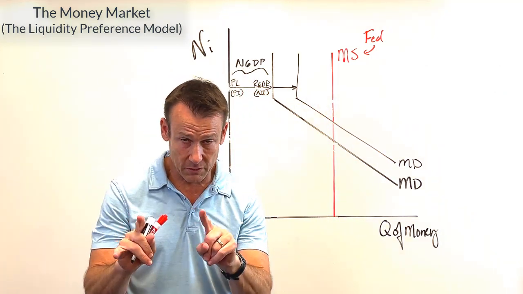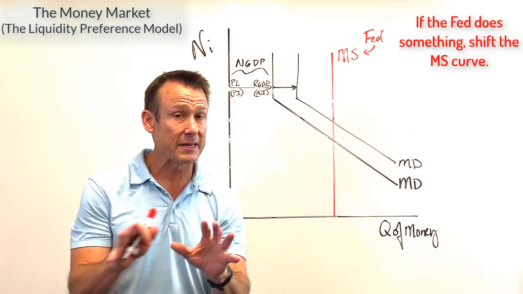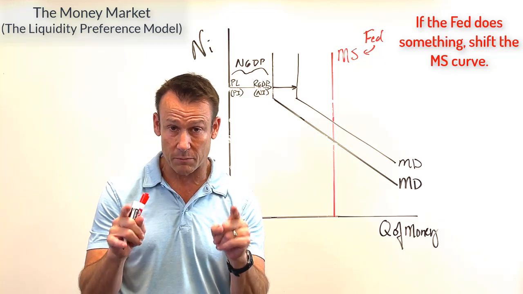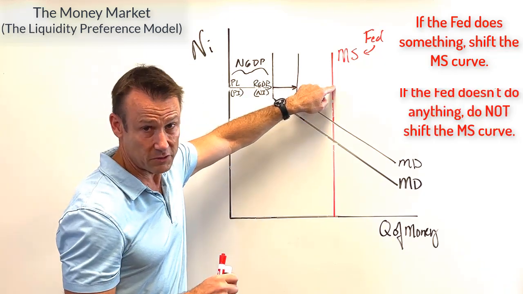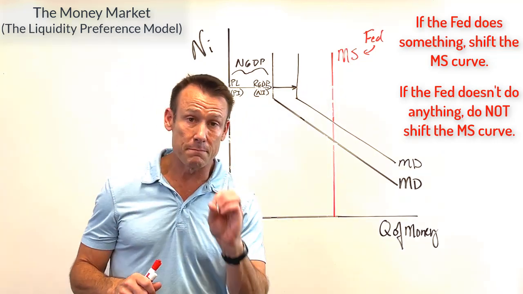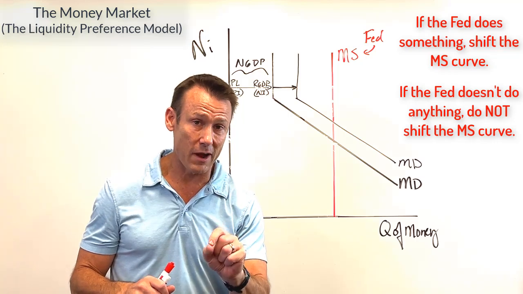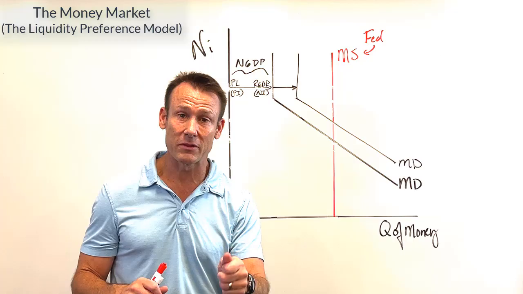If the Fed does something and you're asked to draw the money market, you shift that money supply curve. If the Fed didn't do something and you're asked to draw the money market, then you're not shifting the money supply curve. You must be shifting the money demand curve. That is the main thing to know about this graph, the money market, the liquidity preference model. That's pretty much everything in a nutshell.